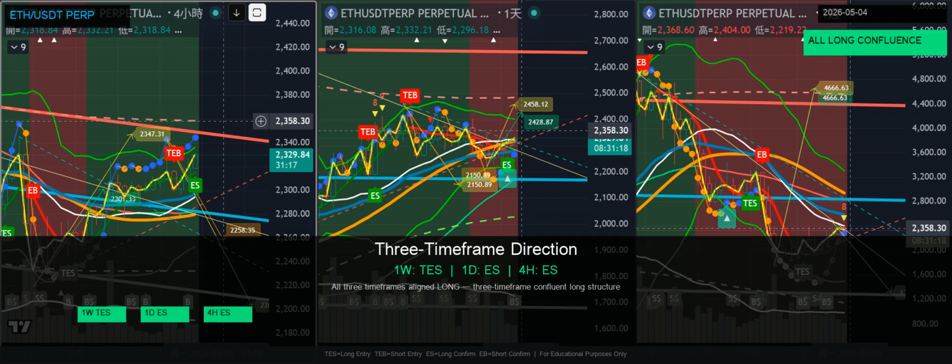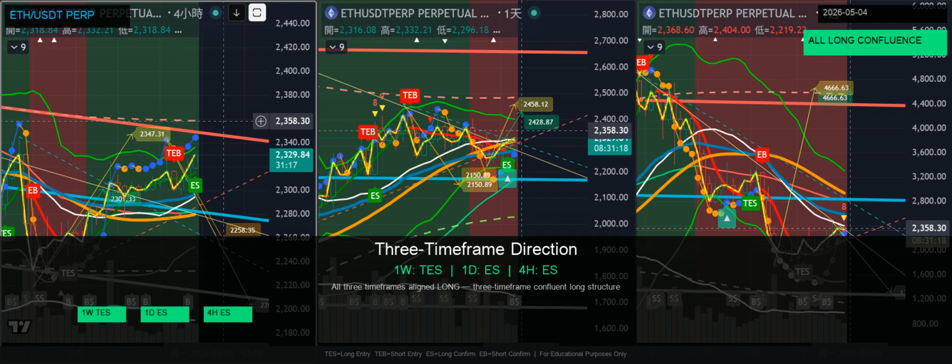The daily previously showed TEB signals that created bearish pressure and suppressed bounce attempts. However, on the right side of the chart, an ES signal has now appeared. This ES, exit sell, means the bearish pressure has been absorbed and the market is now in bullish continuation mode. The daily ES is a long add-on signal, confirming that the daily has flipped back to the long side. Daily bias, long, driven by ES.